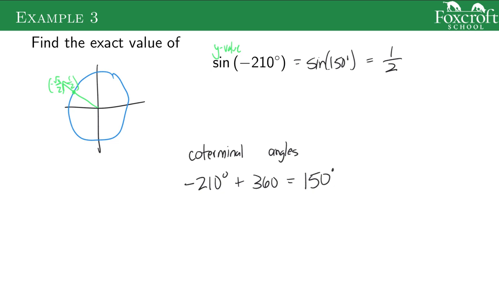All right, so this problem is just a review of the coterminal angle fact. You can always add or subtract 360 from an angle until you find an angle that is on your unit circle. So this angle is 150. This angle would be negative 210. But you can see they end up in the same place. I get the same y value.